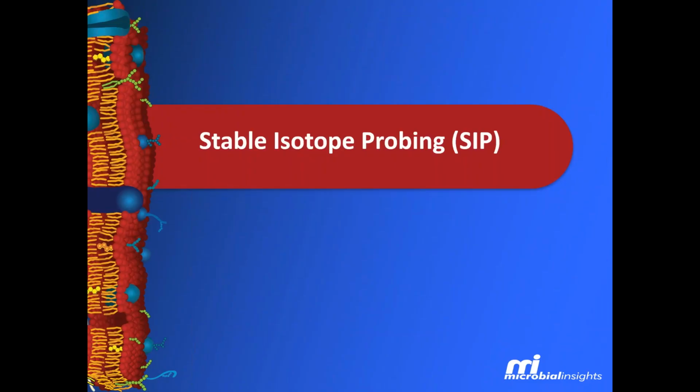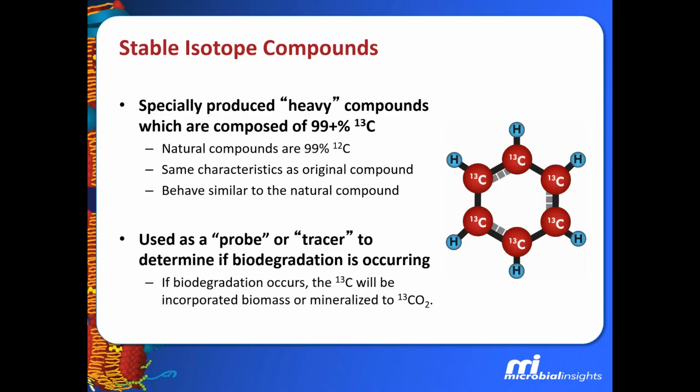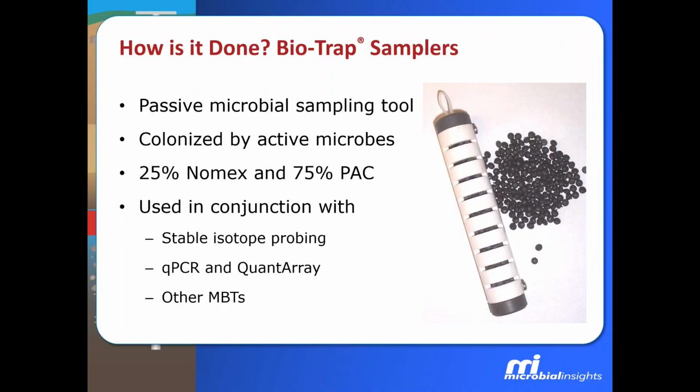So let's specifically talk about stable isotope probing to begin with. As we've already said, stable isotope probing uses a probe or a tracer that is a compound that has been specially synthesized to be composed of carbon-13. And we provide that to microorganisms in the aquifer and give them the opportunity to degrade that compound. Now, how that is typically done is to load that compound into what's called a biotrap. Many of you are probably familiar with biotraps. They're used as passive microbial sampling tools for forensic analysis of microbial communities.